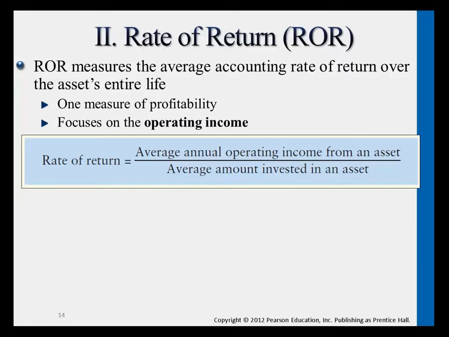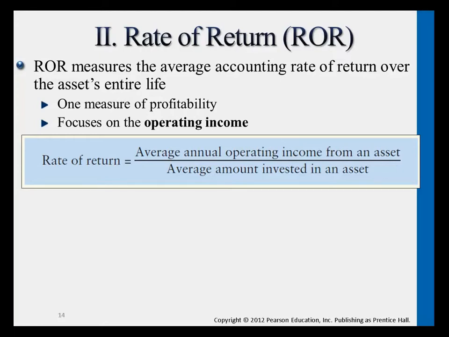So the basic definition is that rate of return measures the average accounting rate of return over the asset's entire life. So what's taken into account is the entire life of whatever asset you've invested in, all right? So it's also a measure of profitability, okay? And from the formula, you're going to see that it focuses on the operating income. So what is the rate of return? Rate of return is your average annual operating income from an asset divided by the average amount invested in that asset.